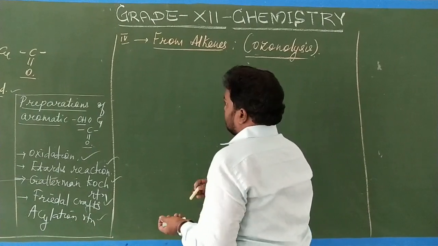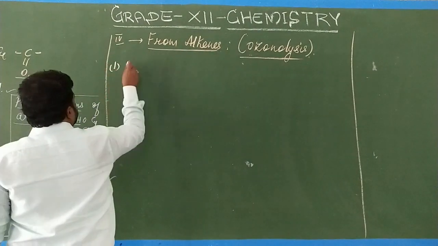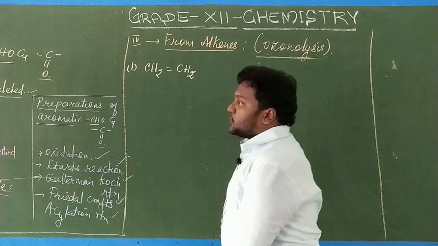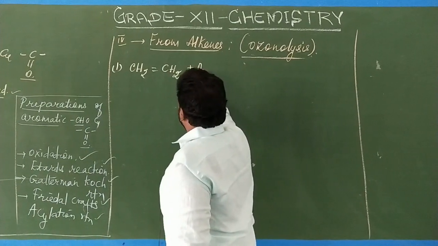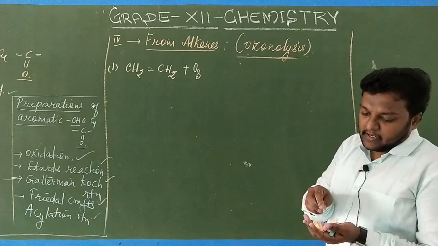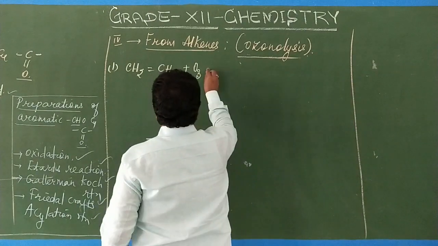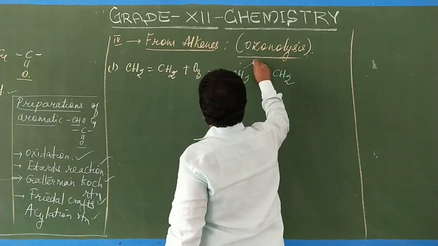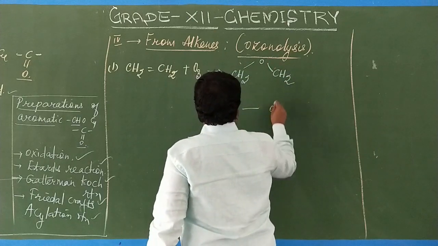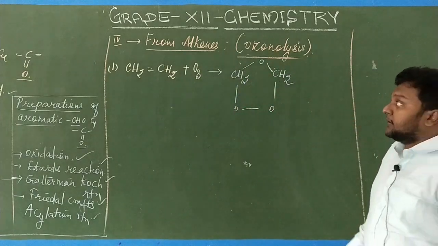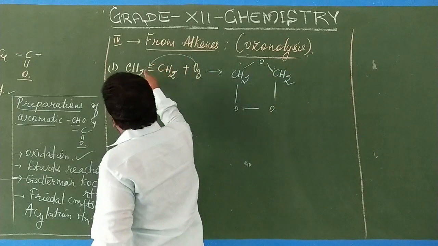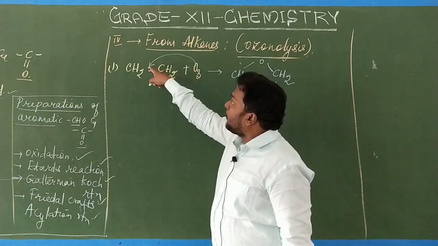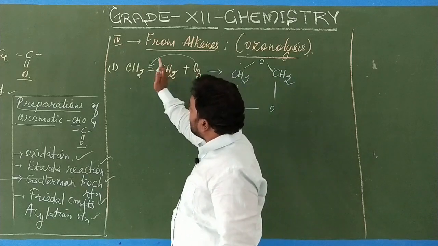First, for alkenes we will take CH2 double bond CH2. On treatment with ozone, that is O3, it gives rise to the formation of CH2 with O3, so we can write like this. Totally how many oxygens? 1, 2, 3 oxygens. So this oxygen cleaves the pi bond that exists between carbon and carbon. So this ozone goes and lyses, so ozonolysis, isn't it?